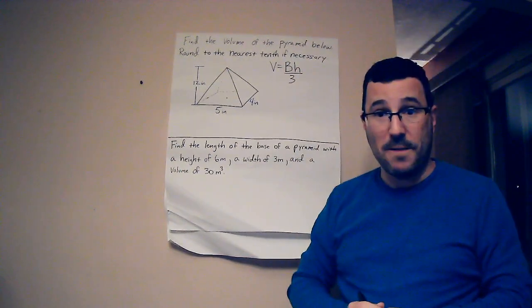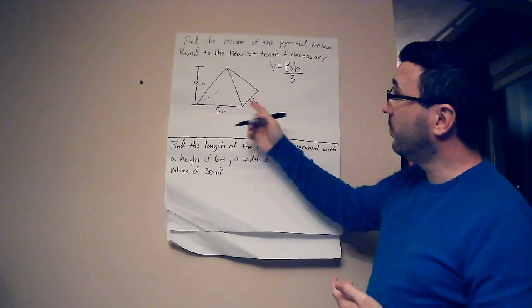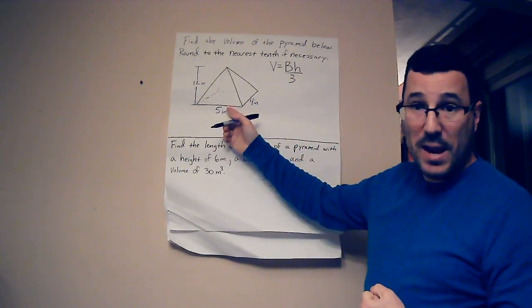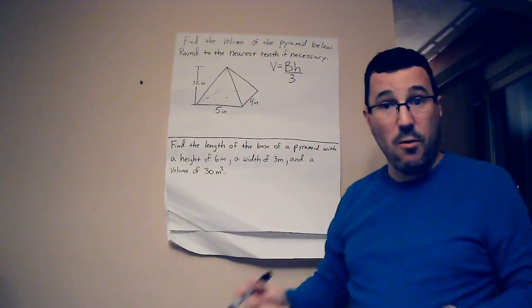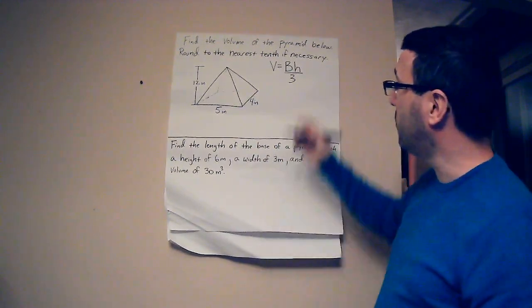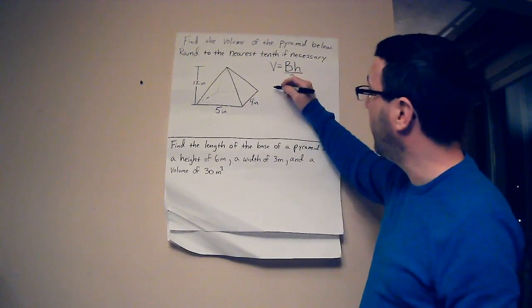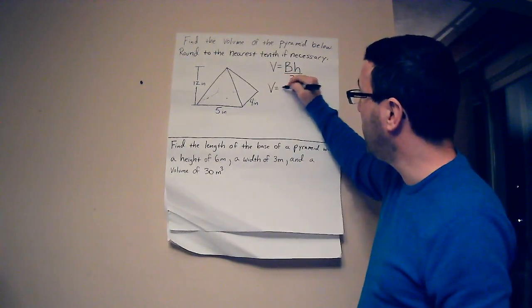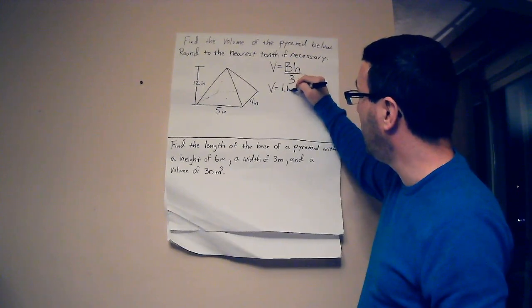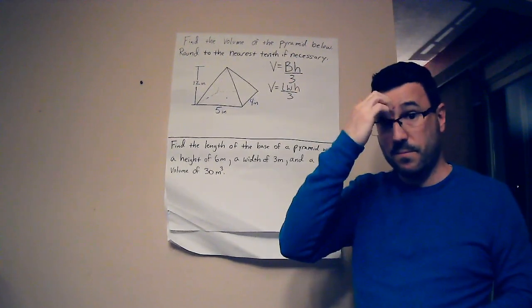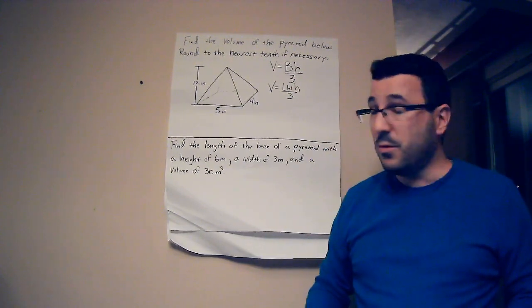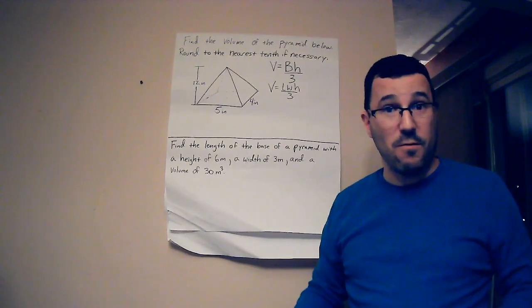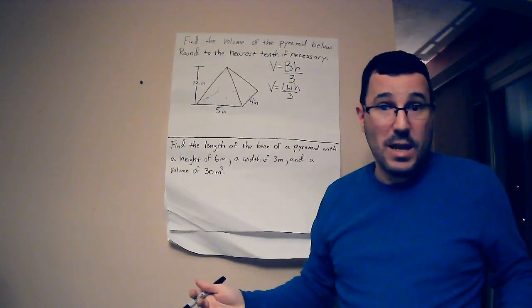to divide by 3. Well, when I look at this, the shape of the base is a rectangle, and the area of a rectangle is length times width. So I can rewrite this formula as volume equals length times width times height divided by 3. Okay? And just like we did with all the other volumes, now all we have to do is plug in our information and solve it on the calculator.